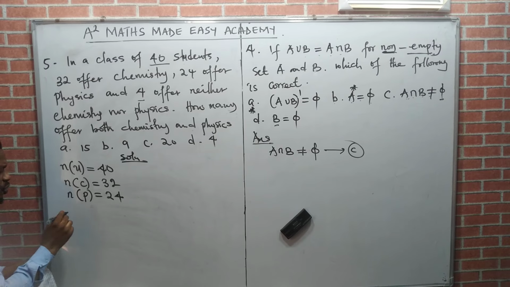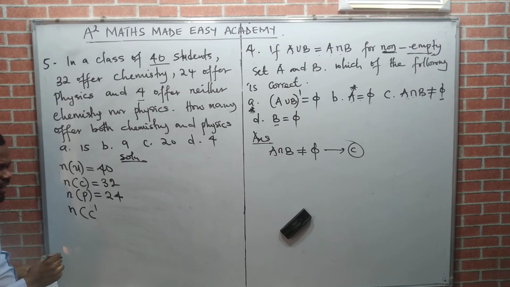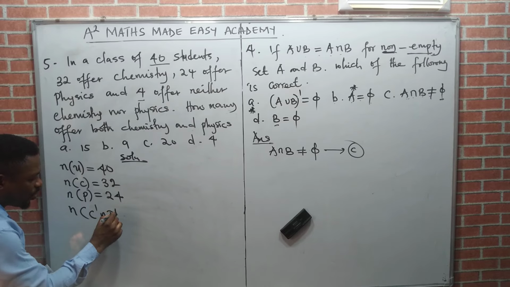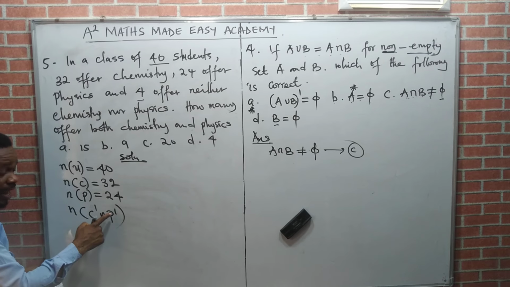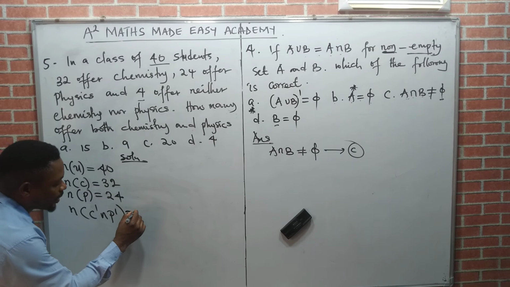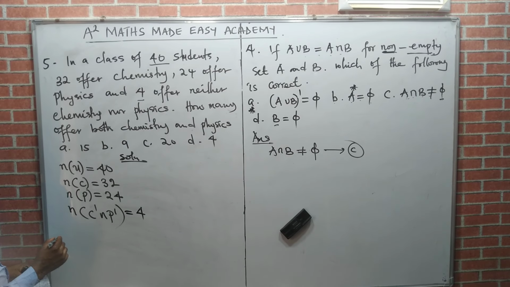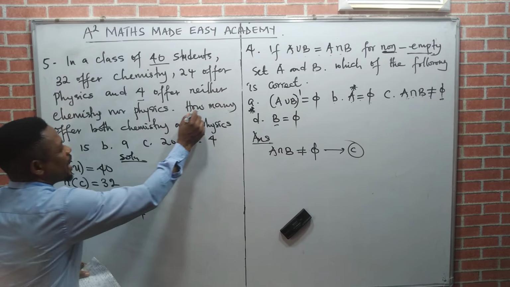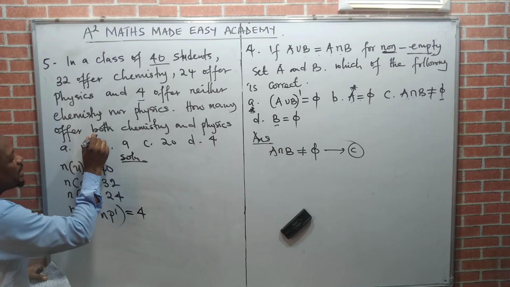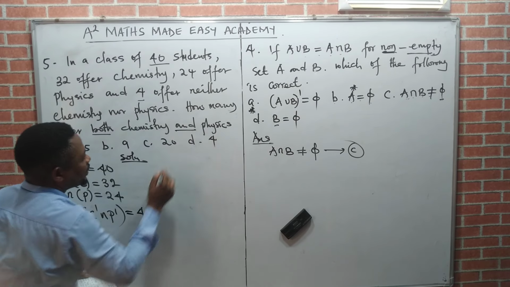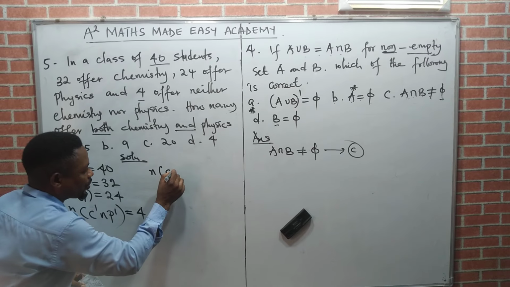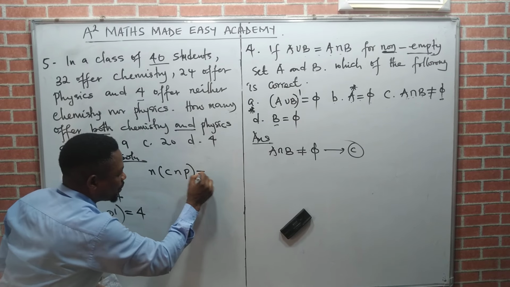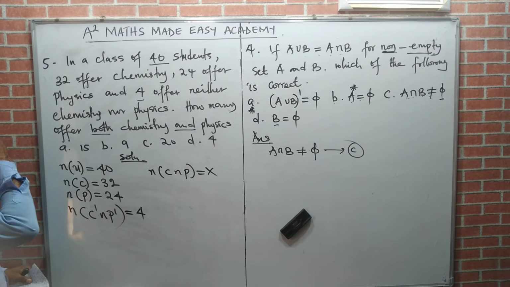Physics. So which means we have those that did not offer chemistry and those that did not offer what? Physics. When you see this complement, it means that they are not chemistry and they are not what? Physics. Then how many is given? 4. Now listen. The question says, how many offer both? Anytime you see both and, it is intersection. Now the number that offer chemistry and physics, we don't know it. Can we call it what? X.